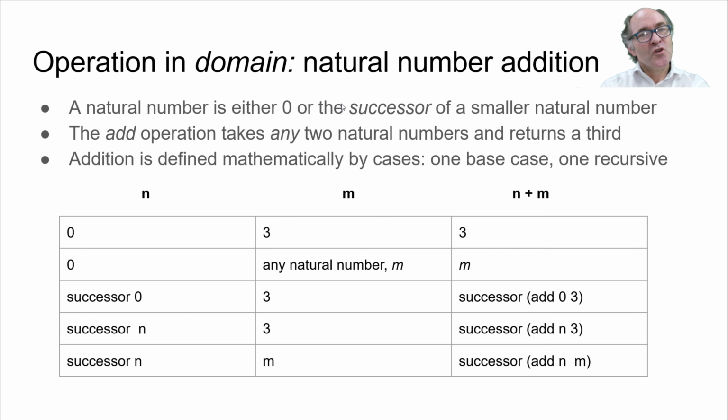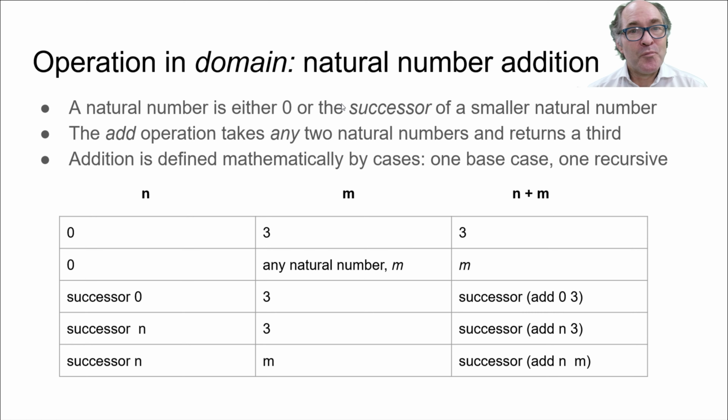So to put it very simply, a natural number is either 0 or it's the successor of a smaller natural number. And any natural number can be built in this way. You start with 0, and if you want to represent 7, you apply the successor function to that 0 seven times, and you get 1, 2, 3, 4, 5, 6, 7.